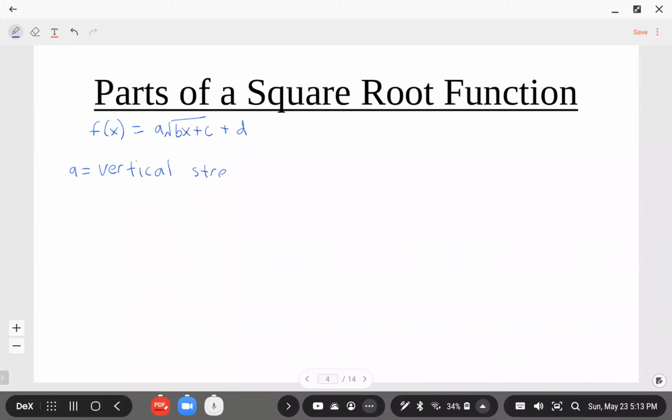Okay, it is a vertical stretch. So a is our vertical stretch, and when a is positive, which means it is greater than 0, you see the graph is kind of like this, and when a is negative, the graph kind of goes down. Now let's take a look at b. b is also a vertical stretch.